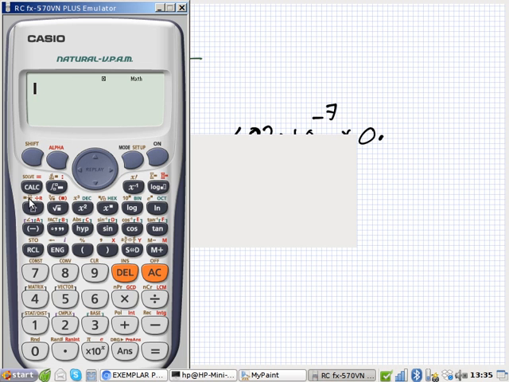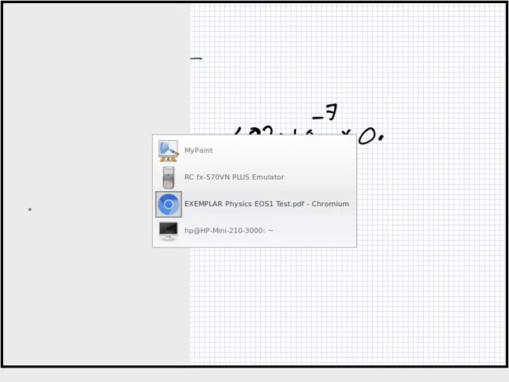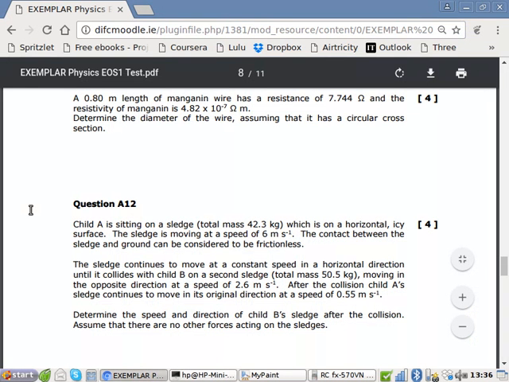Right, what was the first number? The rho, wasn't it? 4.82 times 10 to the minus 7. And then the next thing was the length, which is 0.8. And then divided by the resistance, 7.744. This gives me the area. Now, I don't think they want the area. What did they want? The diameter. And we can assume it's a circle.